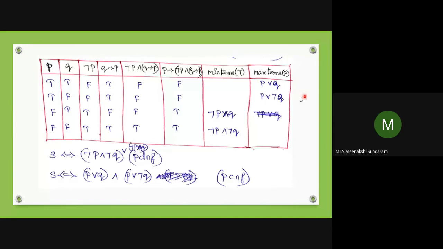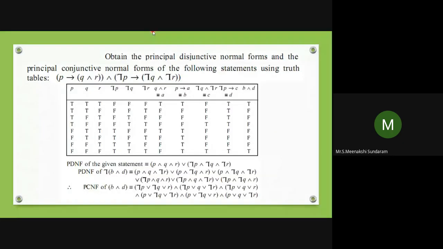Okay, sir, how can I find it without a truth table also? Sometimes they can specify that PDNF and PCNF should be found without using a truth table. For example, with three inputs: obtain the principal disjunctive normal forms and the principal conjunctive normal forms of the following statement using a truth table. They can specify it using a truth table. P tends to Q conjunction R, conjunction negation P tends to negation Q conjunction negation R. So P, Q, R, negation P, negation Q, whatever statement I need.